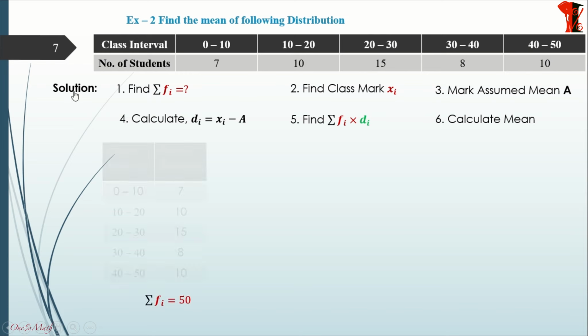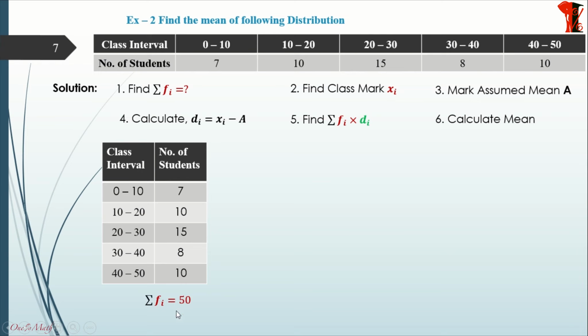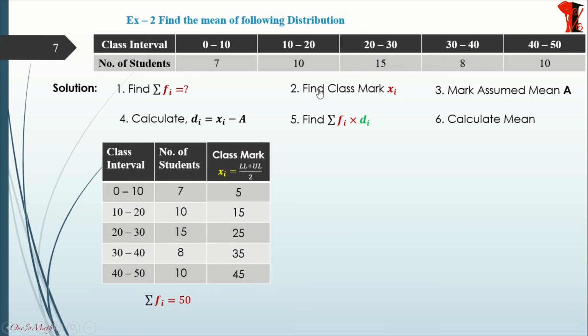Let us write the table first. First you find sigma fi, the sum of all the frequencies, then the class marks. You know how to find them: 0 plus 10 by 2, 10 plus 20 by 2, 20 plus 30 by 2, 30 plus 40 by 2, which gives you 35, 40 plus 50 by 2. Like that you will get all the class marks.